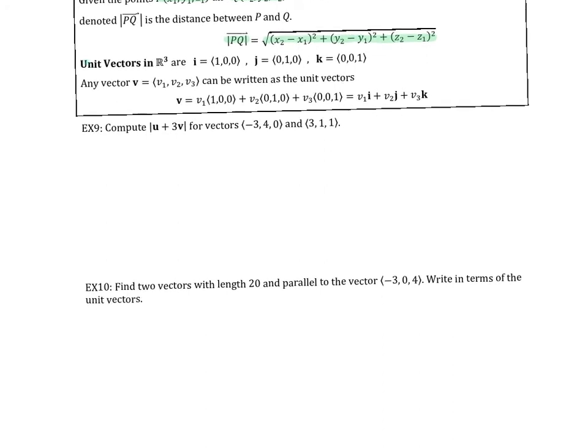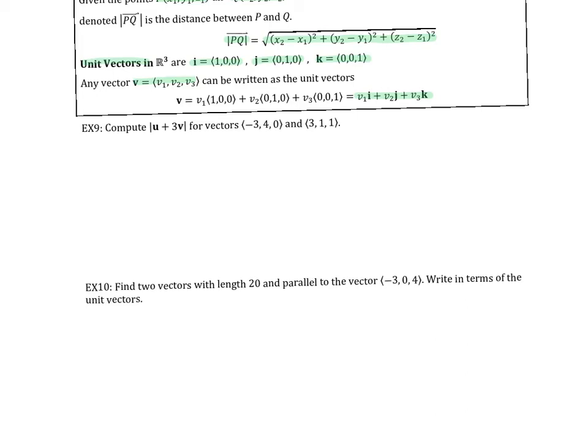In two-dimensional space, we talked about our unit vectors. i was ⟨1, 0⟩ and j was ⟨0, 1⟩, but now we have a z component. So i is still the unit vector on the x-axis, which would be ⟨1, 0, 0⟩. j is the unit vector along the y-axis, which would be ⟨0, 1, 0⟩. Now we have the unit vector on the z-axis, k, which would be ⟨0, 0, 1⟩. Any vector can be written in terms of the unit vectors i, j, and k.